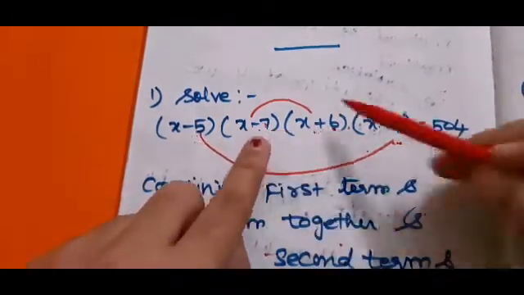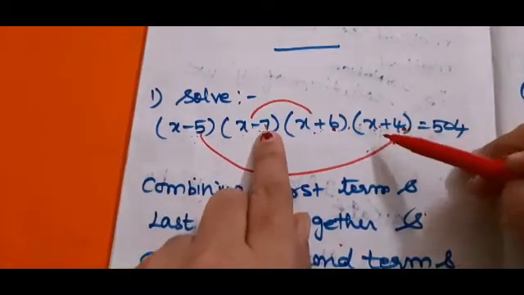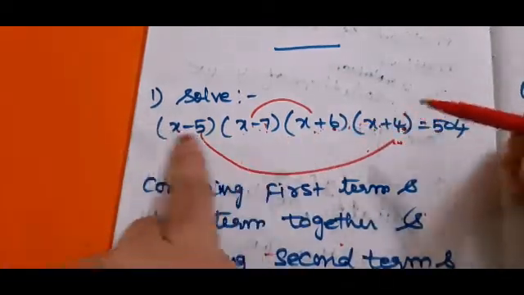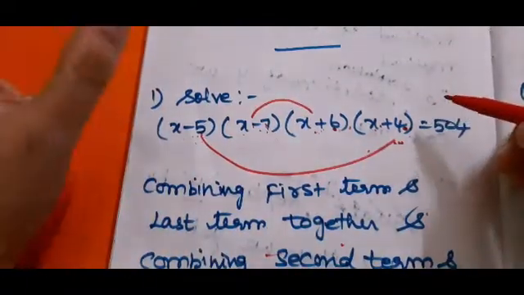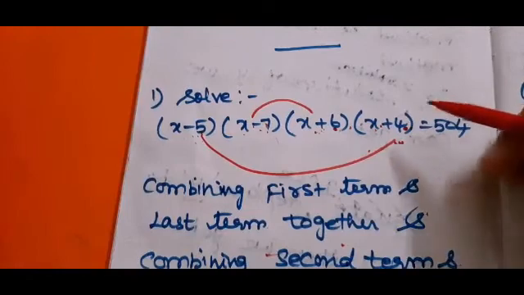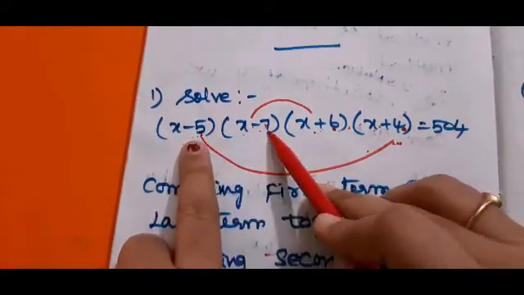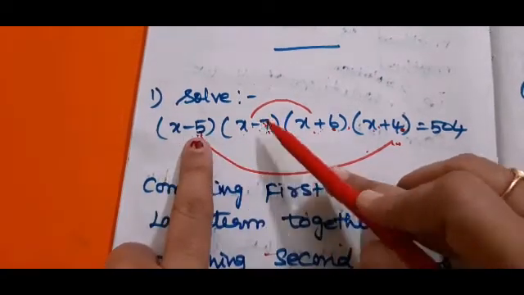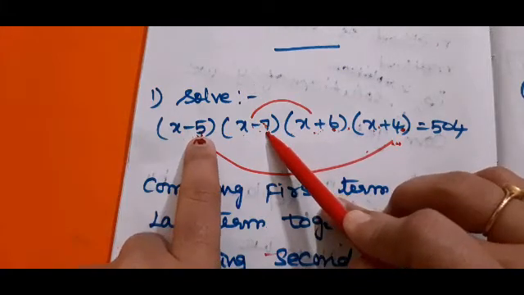So, both can be combined because the middle term you should get as same. Anyway, you are going to get x square. x into x square, x into x square you are going to get as same. But the only thing is the middle term must be the same. Suppose you take the first term and second term, the middle term will be minus 5 minus 7, which is minus 12x.